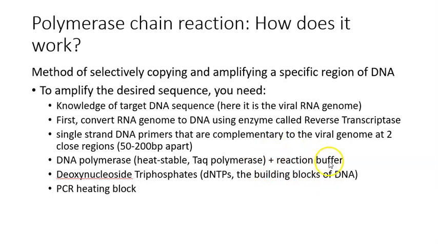We include a reaction buffer, typically containing some magnesium salts, and we supply this enzyme with unlimited amounts of deoxynucleoside triphosphates, the dNTPs, dATP, dTTP, dCTP and dGTP, which are the building blocks of DNA. So we supply the enzyme with primers bound to the complementary DNA. The DNA polymerase will extend those primers and fill in new DNA and create new double-stranded pieces of DNA. And we do all of this on a fancy heating block called the PCR block.